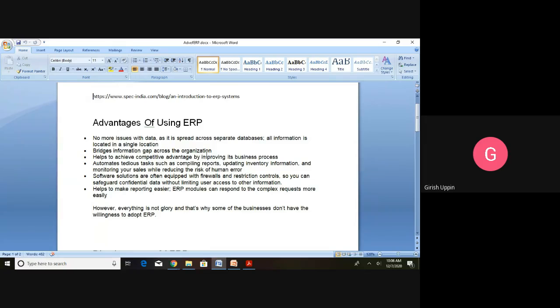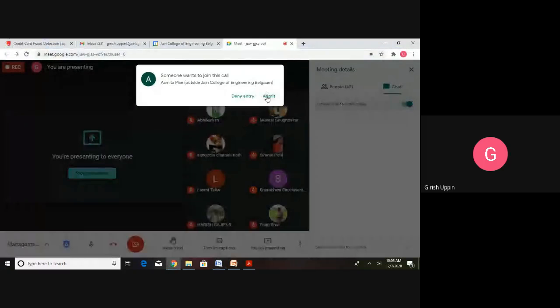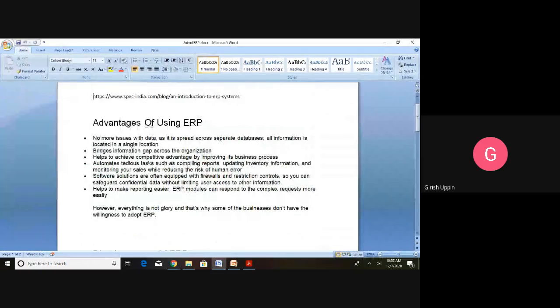Bridges the information gap across the organization. Once all these departments or functional parts of the organization are integrated, it forms a bridge, and whatever communication happens between them is seamless. Helps to achieve competitive advantage by improving business processes. Business processes will improve, the efficiency will improve, so that will give a competitive edge over others. Automates tedious tasks such as compiling reports, updating inventory information, and monitoring your sales while reducing the risk of human error. So another advantage is automation.